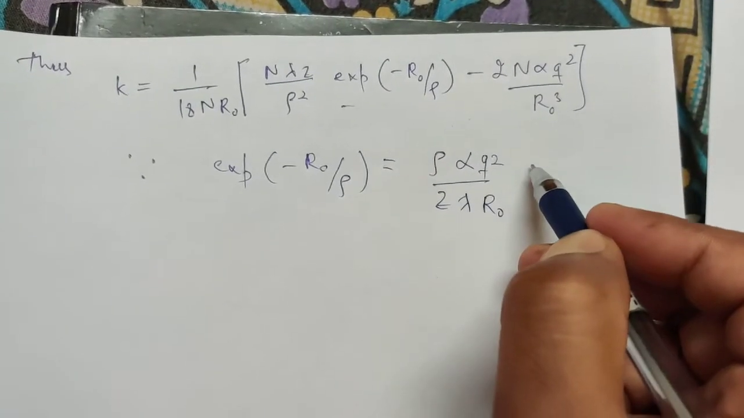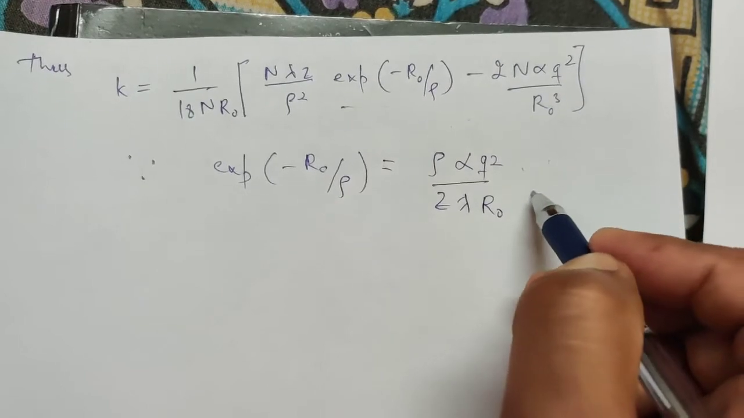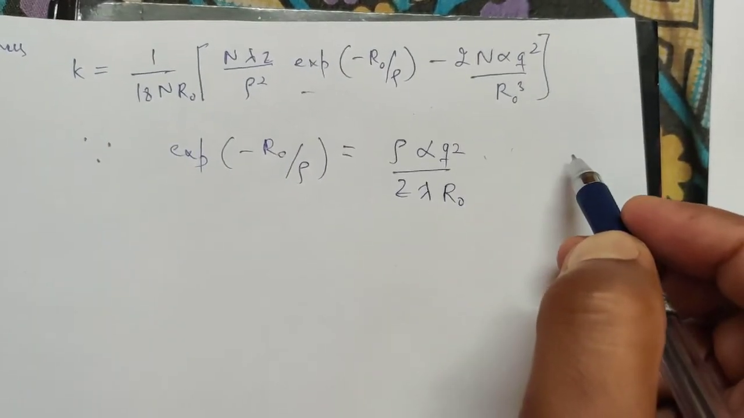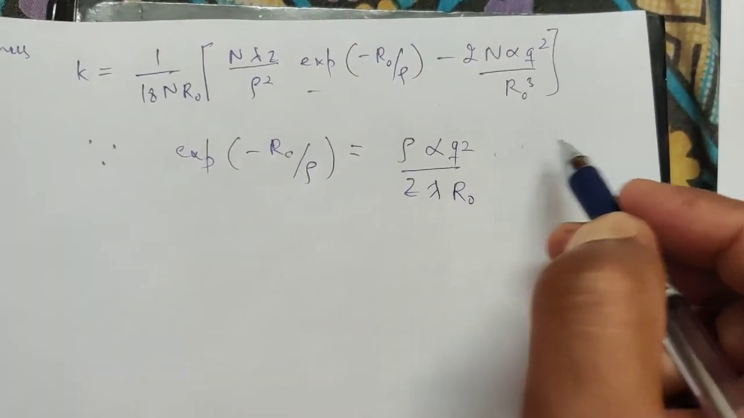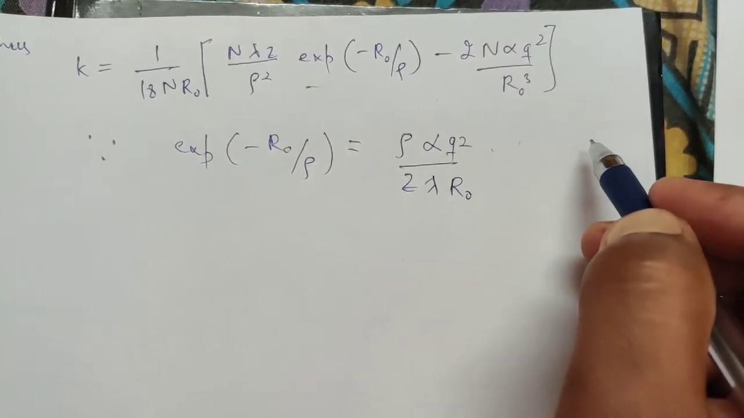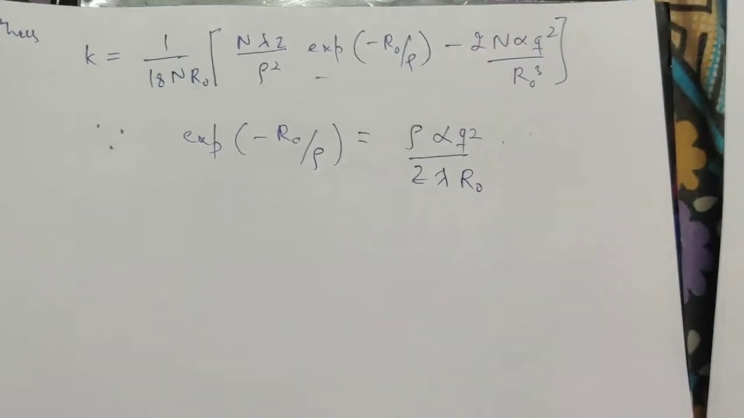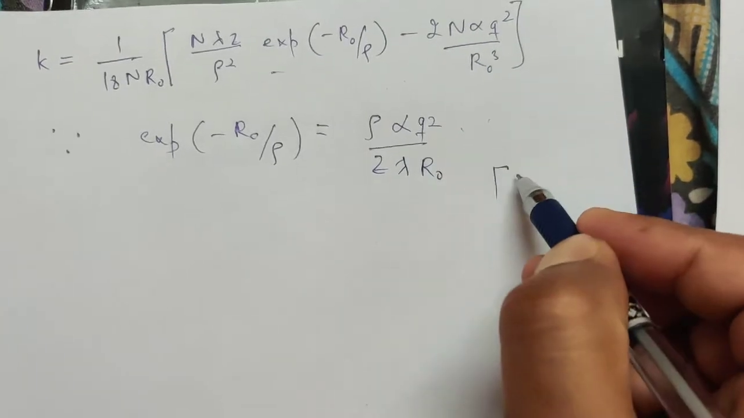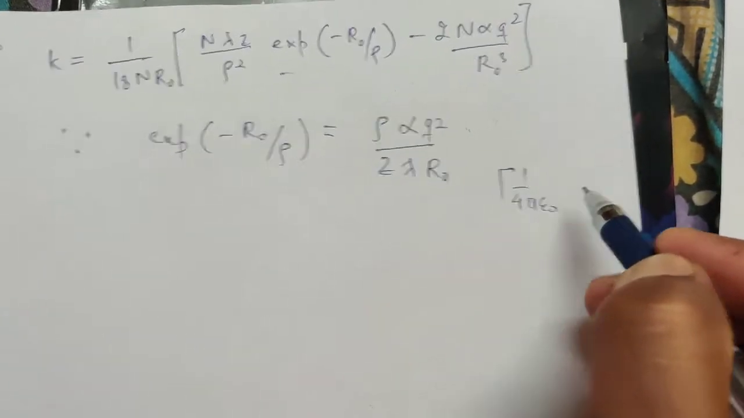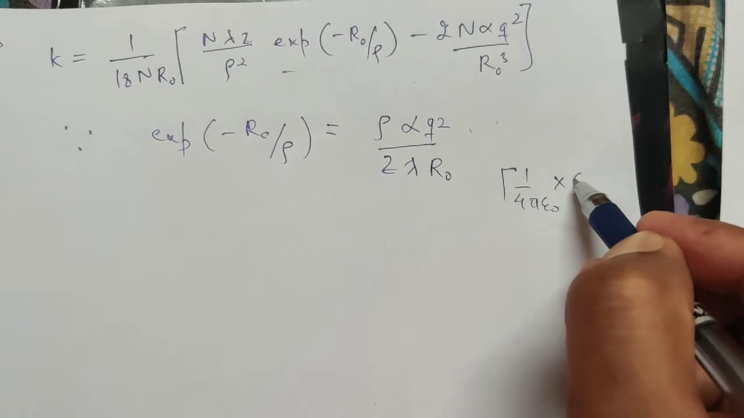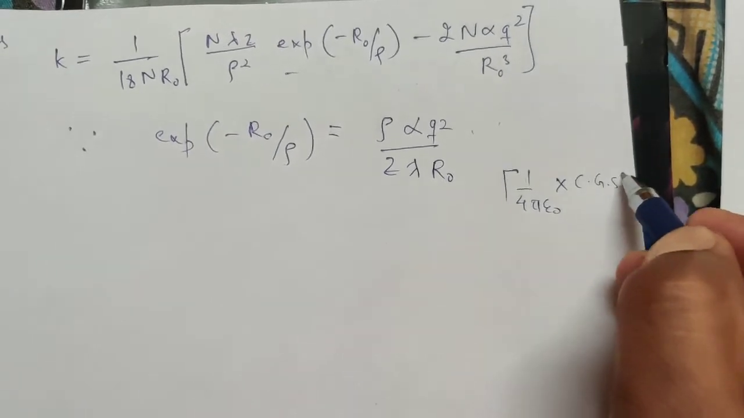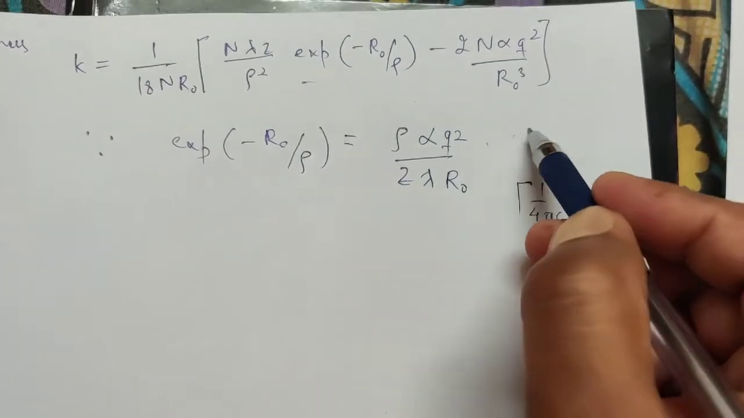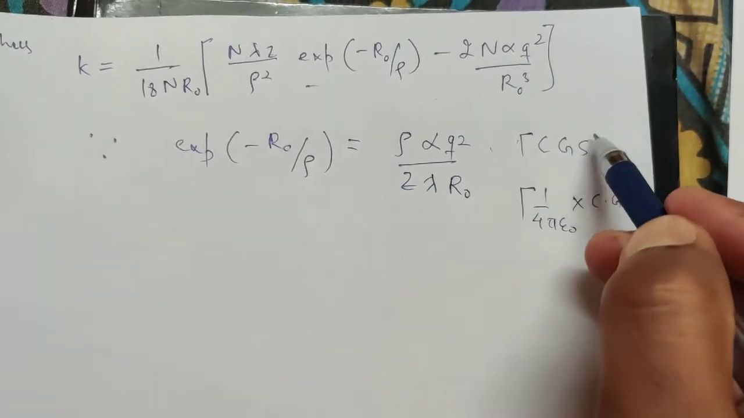There was another factor of 1 by 4 pi epsilon naught, but that was in the SI system. In the Lorentz-Heaviside system, your epsilon naught is equal to 1 and the 4 pi factor dissipates. So this is in CGS. In SI, the 1 by 4 pi epsilon factor was there, but it is neglected here because this is considered in the CGS system.